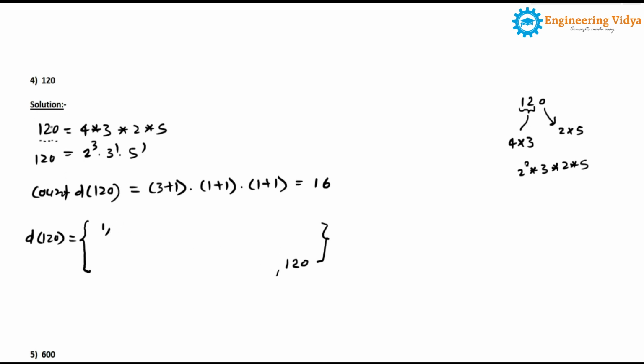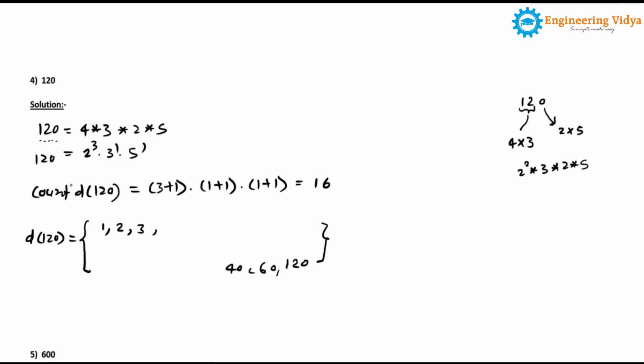Now check for 2. Yes, 120 will be divisible by 2 also. If I divide it by 2, then the quotient will be 60, right? 2 times 60 is 120, so 60 also can divide 120. Now check for 3. 3 also can divide, 3 times 4 is 12. If I divide it by 3, then the quotient will be 40. So I'll write 40 over here, right?